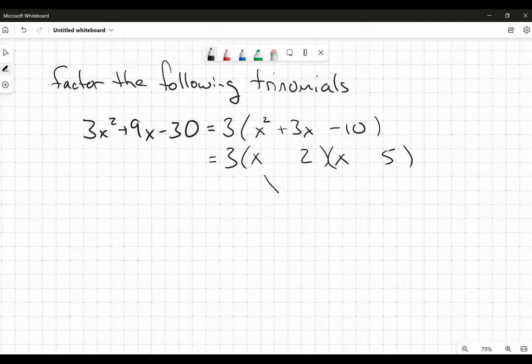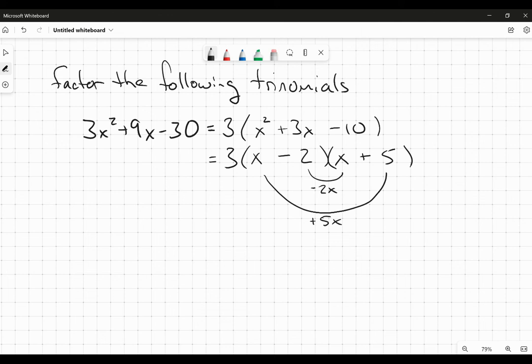Now, when I look at this, I've got an outer product and an inner product here. My outer product here is going to be 5x. My inner product is going to be 2x. What I'm looking for is the combination of those two to be equal to positive 3x. Now, that is going to work so long as that 5x is positive and that 2x is negative. So I want there to be a negative here and a positive here.